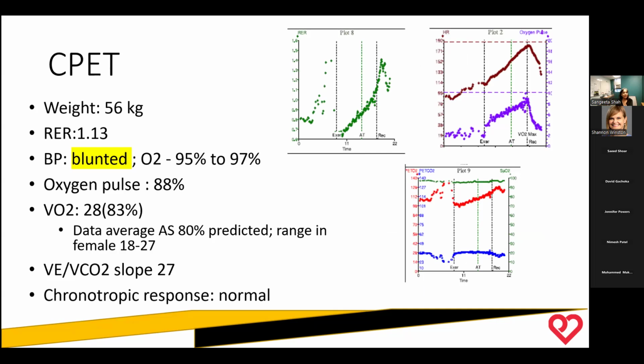Her RER, you can see her slope really good at 1.1. She has a blunted blood pressure response. Her oxygen saturations are maintained, as you see here in the green line. Her oxygen pulse augments appropriately at 88%. Her peak VO2 is at 83%, not bad compared to the nomogram I showed you. She has a normal slope for her ventilatory CO2, and she has normal chronotropic response. So she's not doing bad.